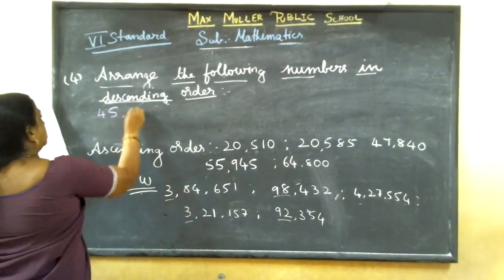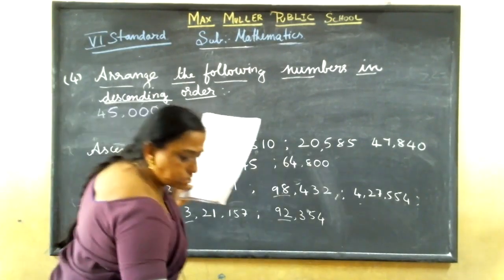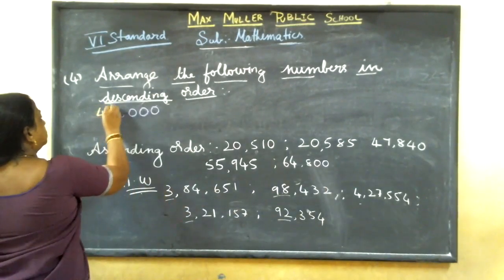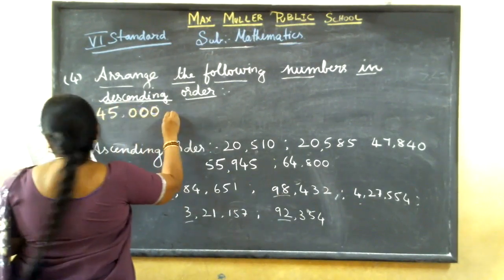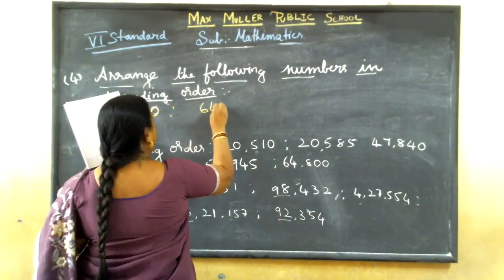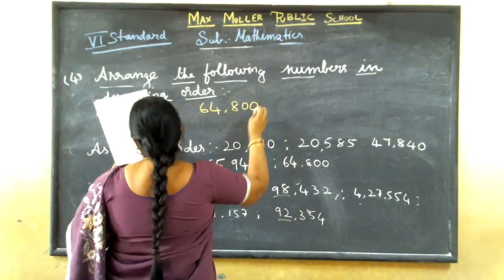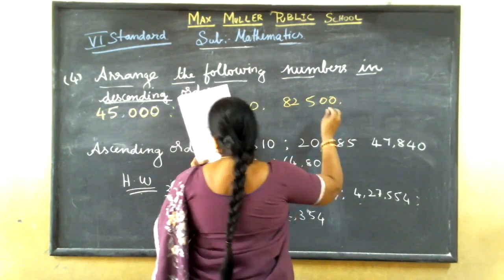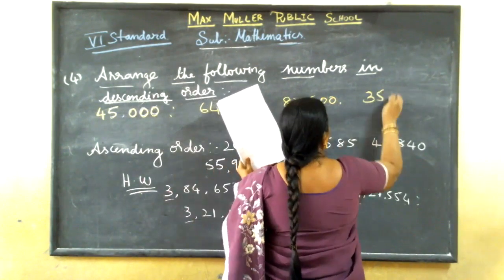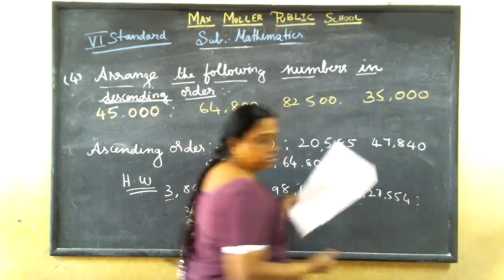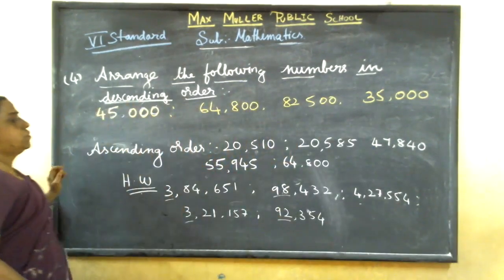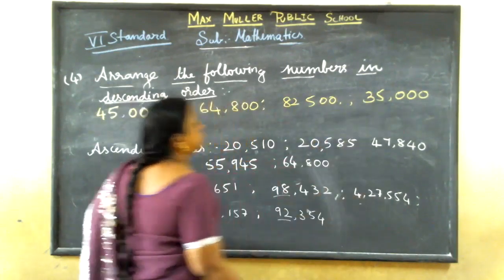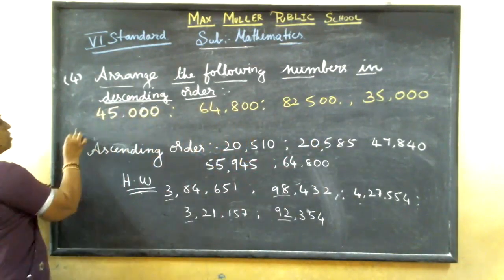45,000, 64,800, 82,500, then 35,000. So easy, very easy sum this is. See here. So here you should arrange in descending order. Descending order means what? Biggest to smaller.